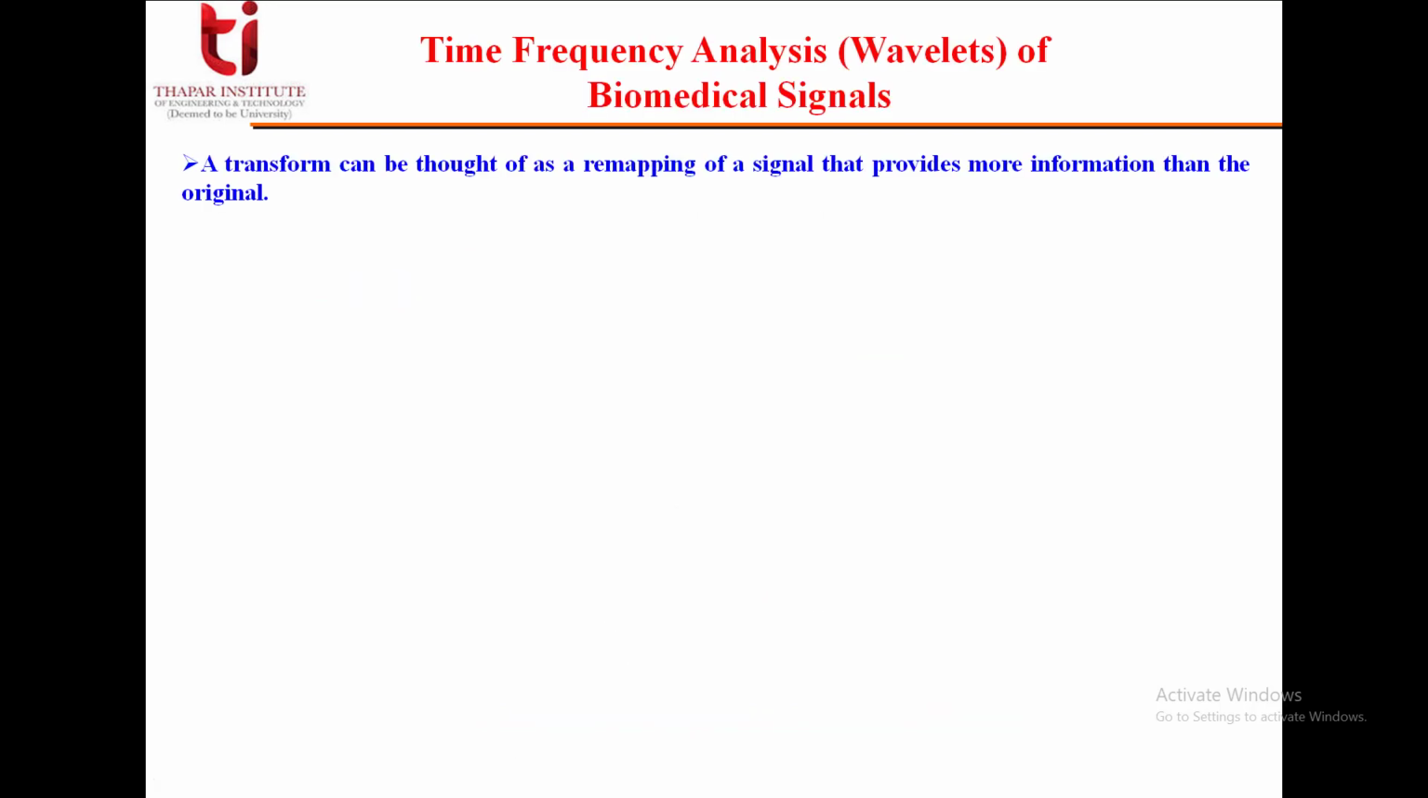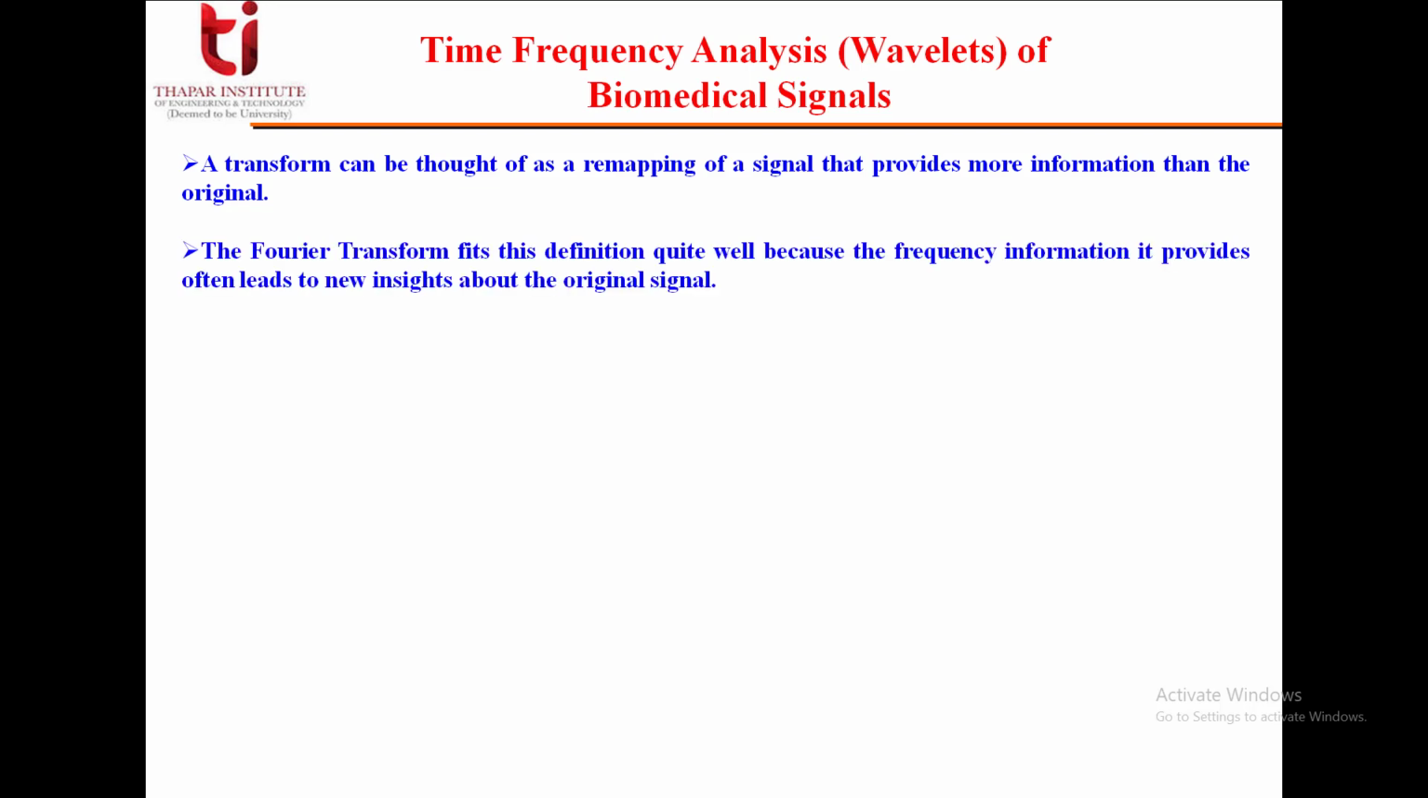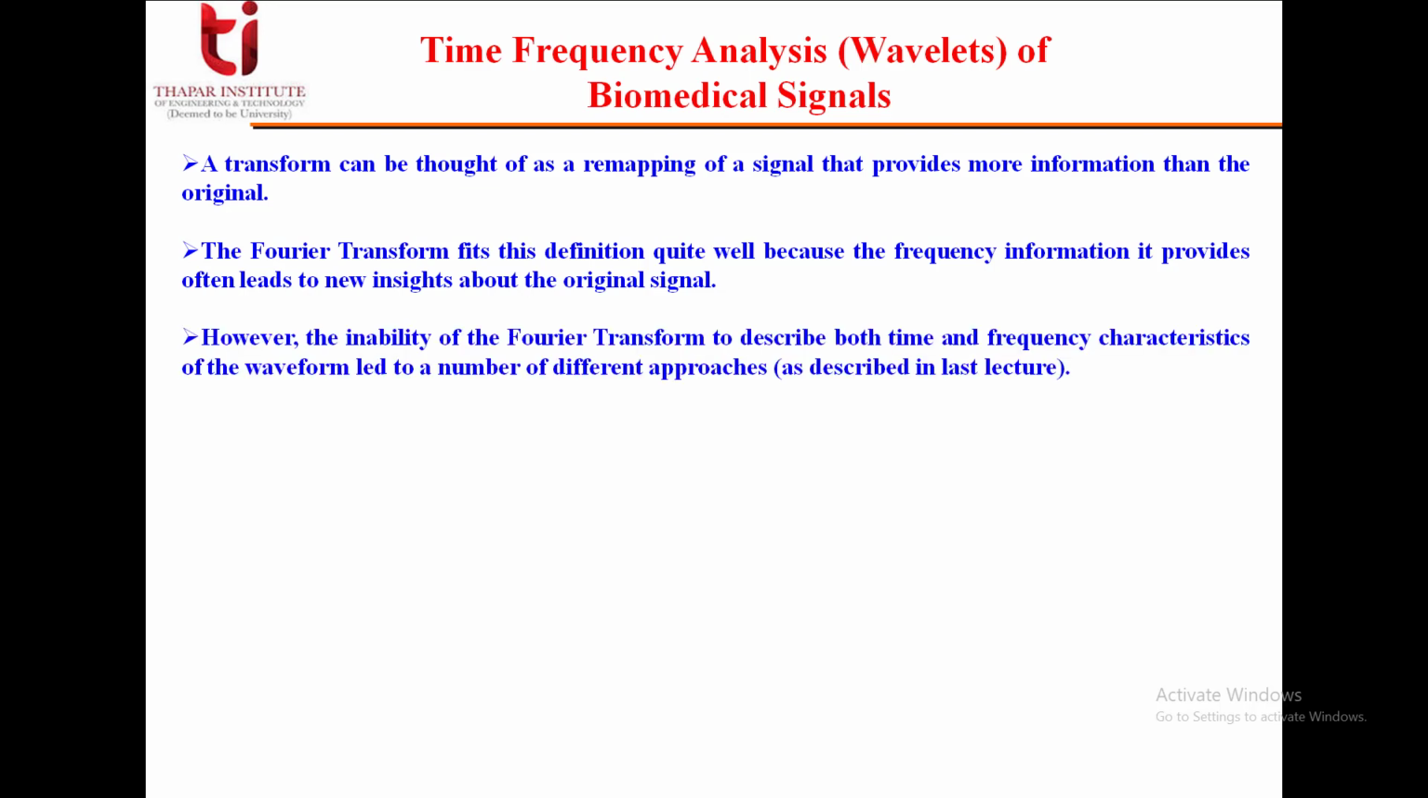So a transform can be thought of as a remapping of a signal that provides more information than the original signal. The Fourier transform fits this definition quite well because the frequency information it provides often leads to new insights about the original signal. However, the inability of the Fourier transform to describe both the time and frequency characteristics of the waveform led to a number of different approaches, as we have described in the last lecture.